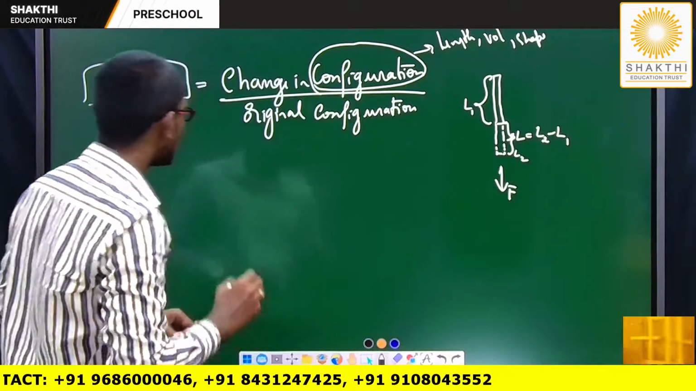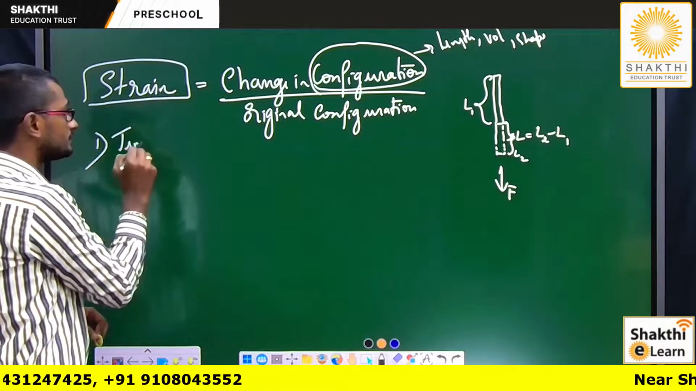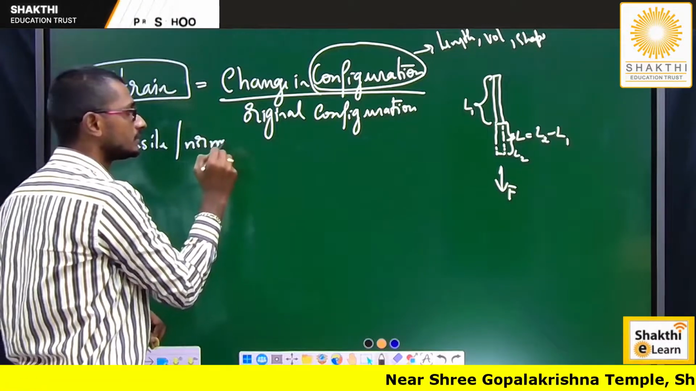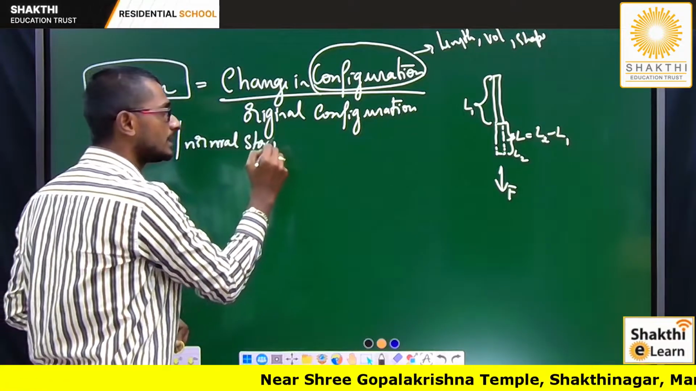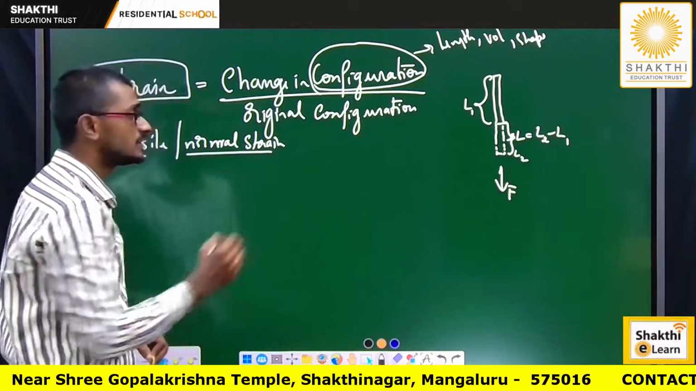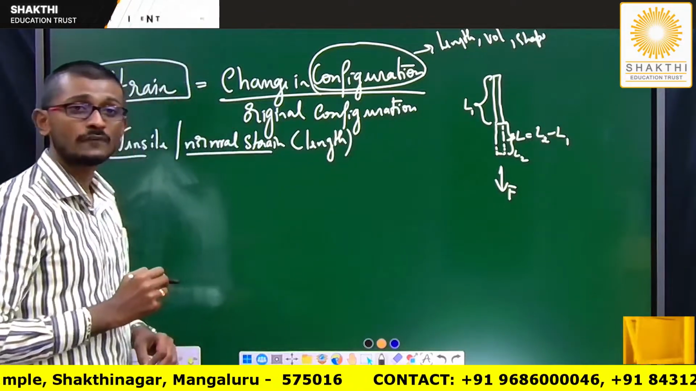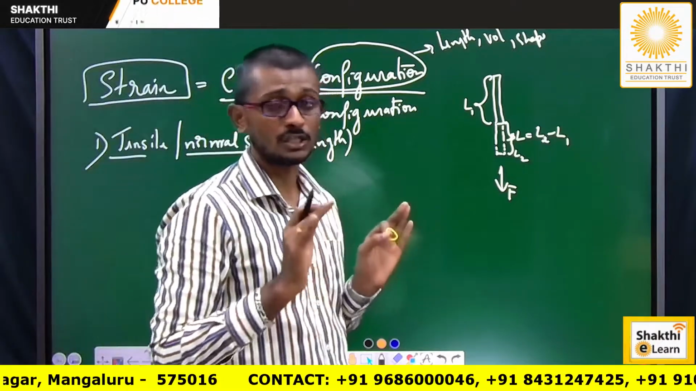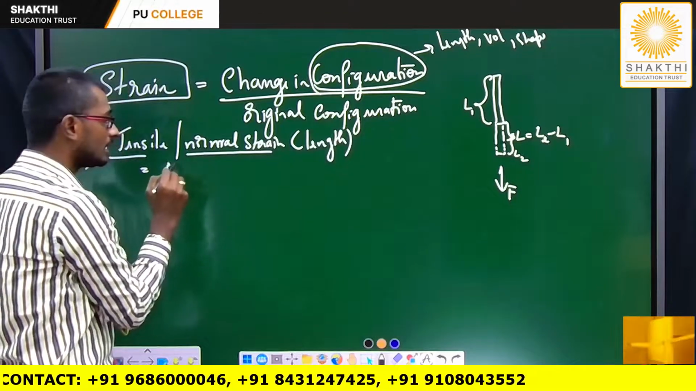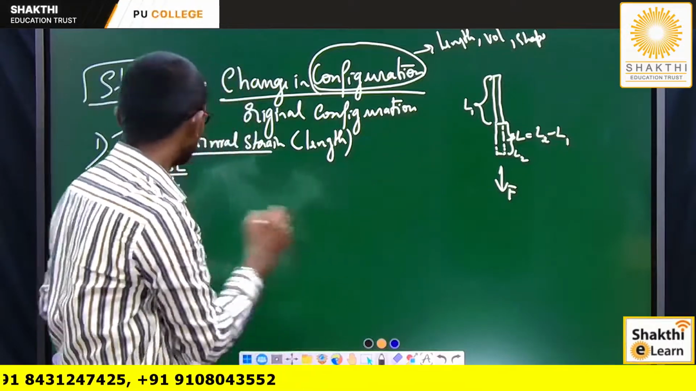This strain is divided into three types. The first one is tensile or normal strain, or else one more name, longitudinal strain, is also possible. The tensile or normal strain deals only in terms of length. So that can be taken as delta L by L, the change in length to the original length.